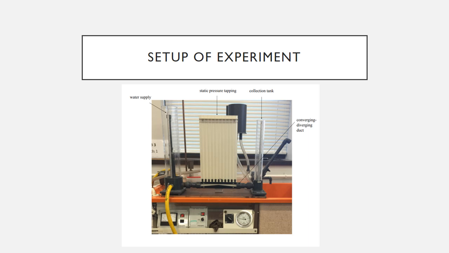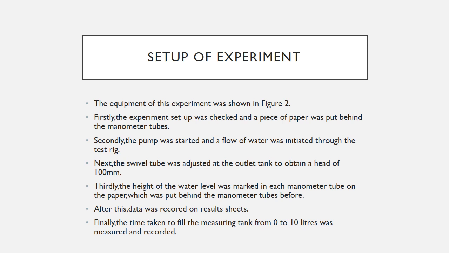So this is the setup of the experiment. As you can see, we have some equipment right here. So this is the procedure of the experiment. Firstly, the experiment is set up by putting everything as in the figure, and then the setup was checked and a piece of paper was put behind the manometer tubes. The pump was started and a flow of water was initiated through the test rig. Next, the swivel tube was adjusted at the outlet tank to obtain a height of 100 millimeters. Thirdly, the height of the water level was marked in each manometer tube on the paper, which was put behind the manometer tubes before. After this, data was recorded on result sheets. And finally, the time taken to fill the measuring tank from 0 to 10 liters was measured and recorded.